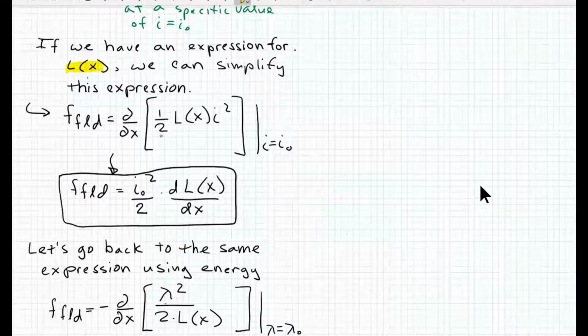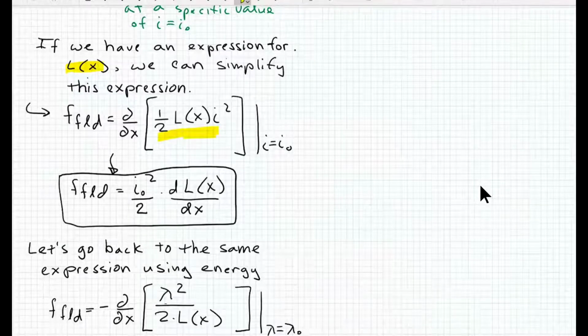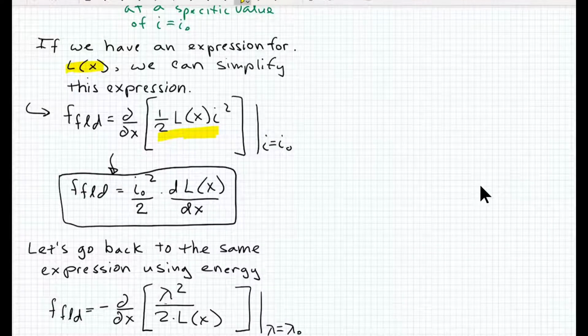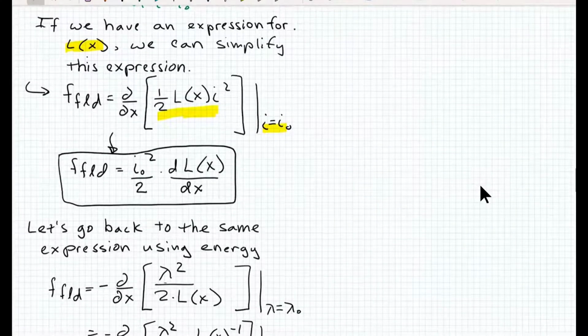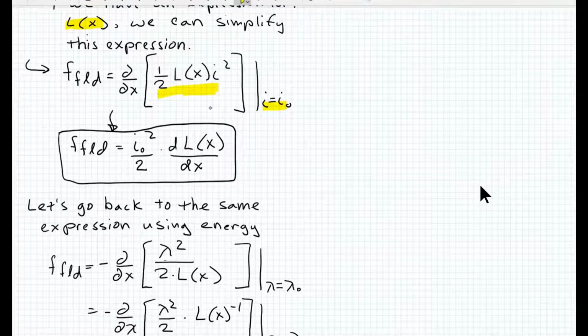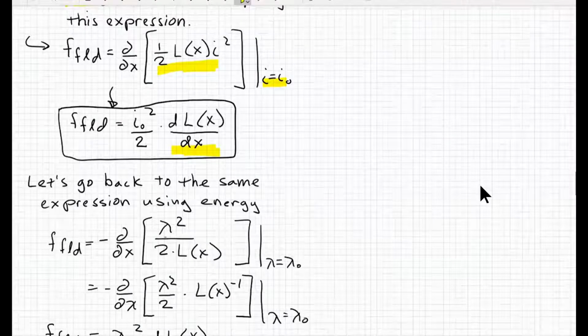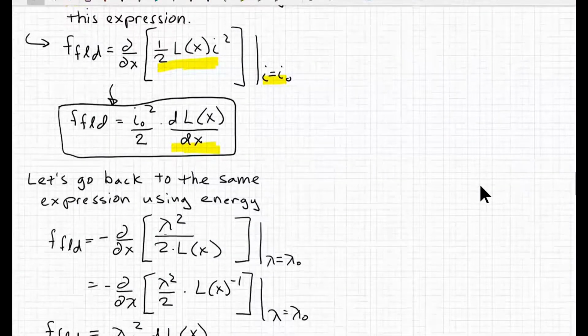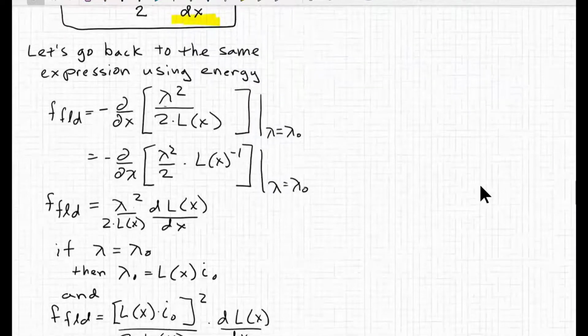So this is where I made a leap last time. I'm going to look at the energy again, but with the co-energy, it's extremely straightforward. I've got the derivative of 1/2 Li squared, evaluated at a specific current. So that means it's just a constant. It is not impacted by the derivative. The only thing that's impacted is the inductance. So if you evaluate this, you end up with the constant current squared over 2 times the derivative of the inductance. You can get the same expression from energy, but I missed a step explaining last time, so I'm going to go back and show you this.